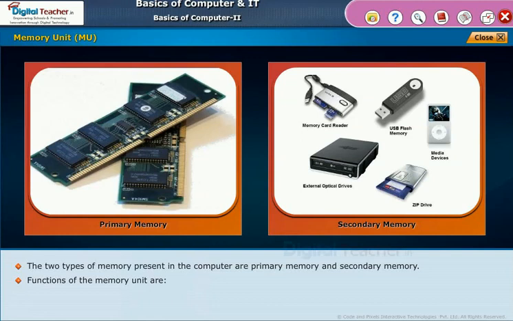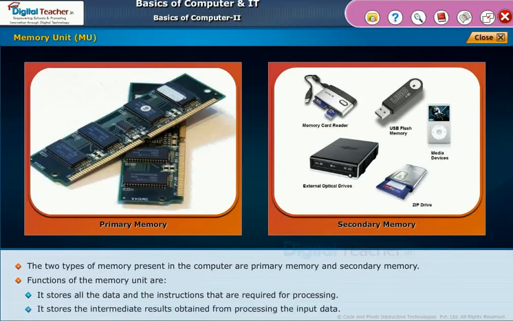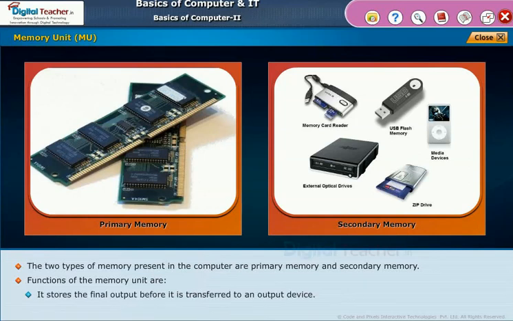The two types of memory present in the computer are primary memory and secondary memory. Functions of the memory unit are: it stores all the data and the instructions that are required for processing. It stores the intermediate results obtained from processing the input data. It stores the final output before it is transferred to an output device. By means of the main memory, all inputs and outputs are transmitted.